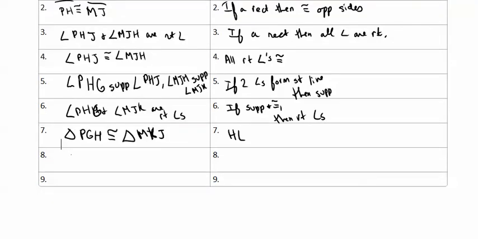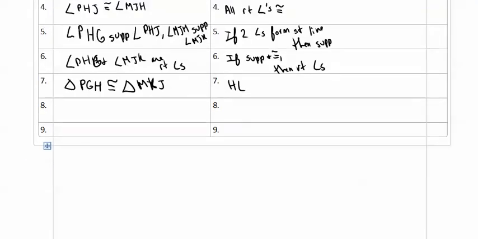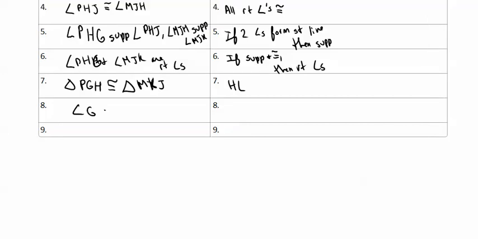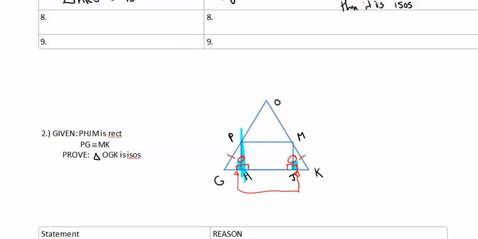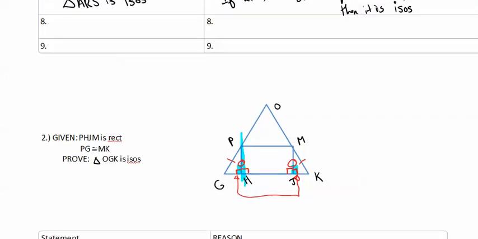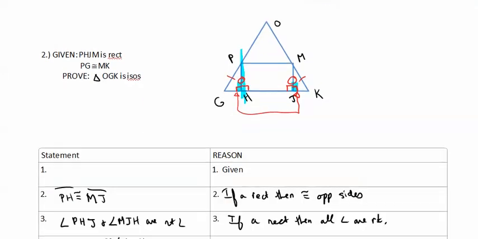Therefore, angle G will be congruent to angle K based on CPCTC, and therefore the triangle OGK will be isosceles since the two base angles are congruent.